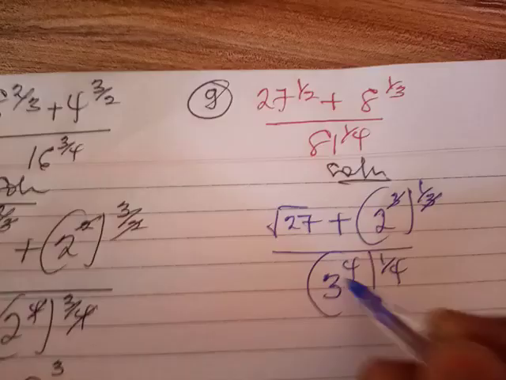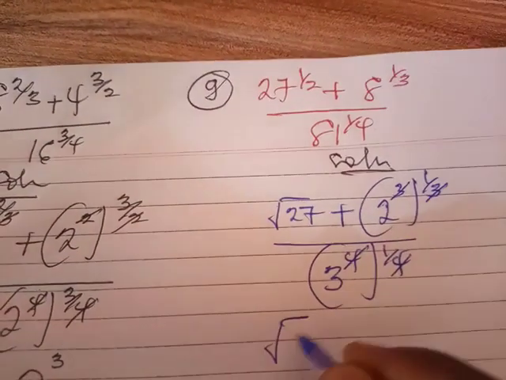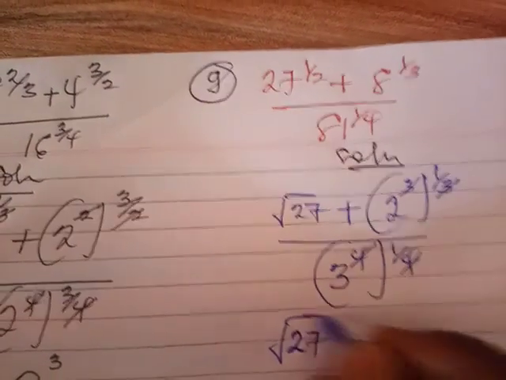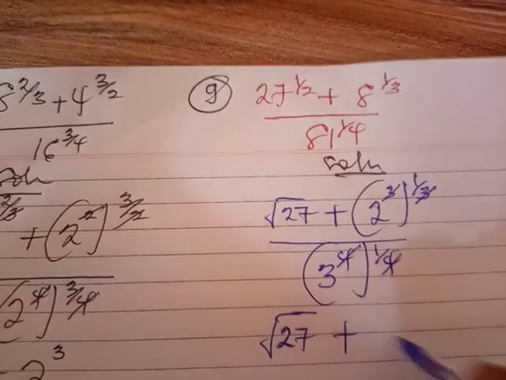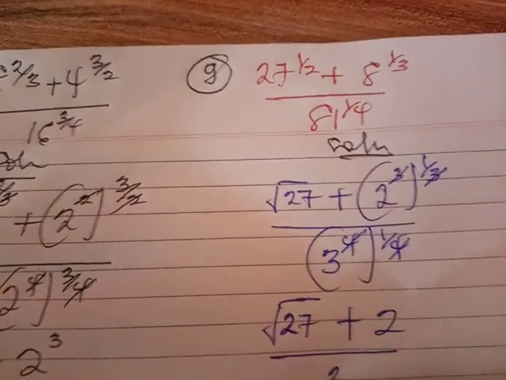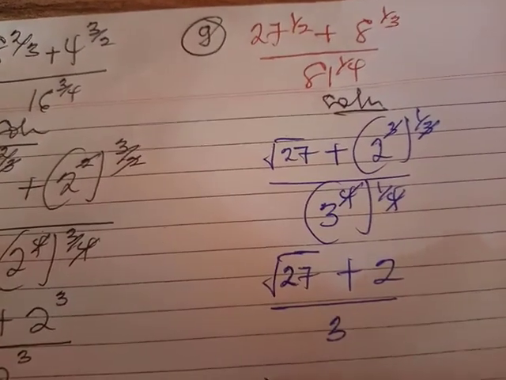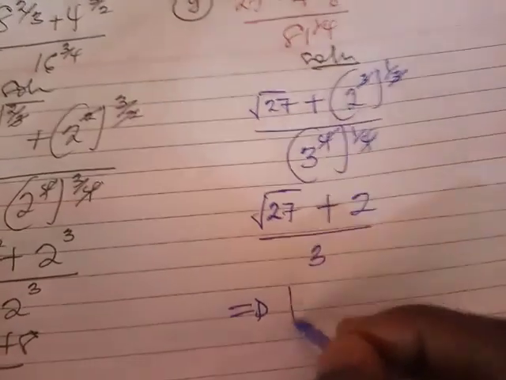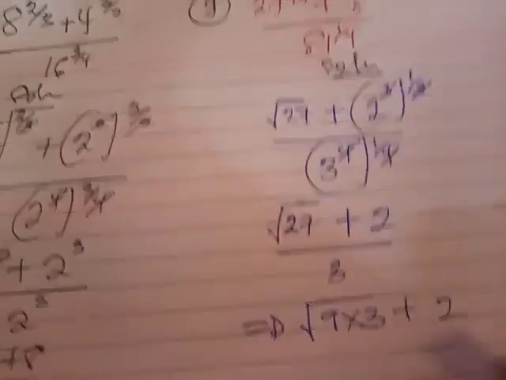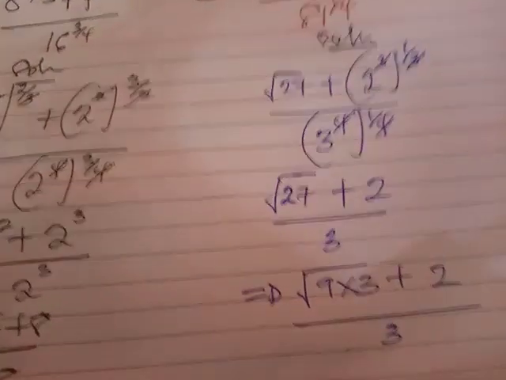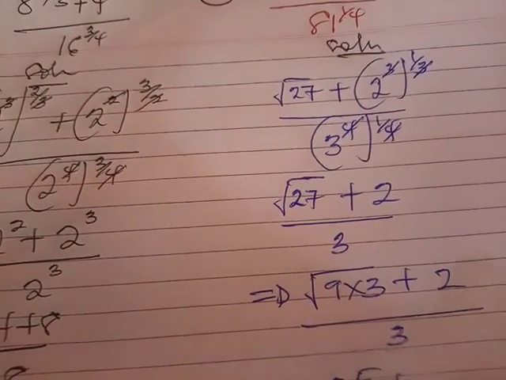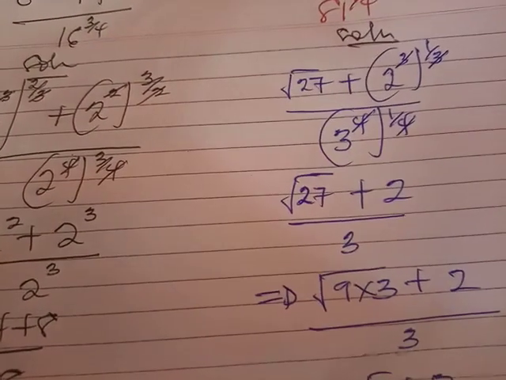Now this 3 can cancel this, and this 4 can cancel that. So we still have root 27 here, plus 2 exponent 1 is 2, and 3 exponent 1 is 3. Now root 27 is the same as 9 by 3, plus 2 all over 3. And 9 by 3 is the same as 3 root 3 plus 2 all over 3.